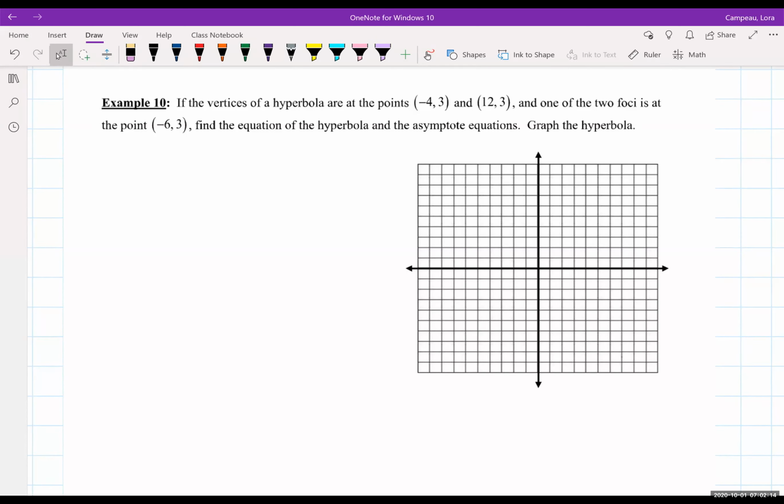Right now they're telling us the vertices of the hyperbola are at the points -4, 3 and 12, 3. So I'll plot those right away. -4, 3, 1, 2, 3. And usually you'll see me labeling them. Now 12, 3, I think my axis only goes out to 10. So let's double check. 1, 2, 3, 4, 5, 6, 7, 8, 9, 10. So this would be your job, just add on a couple notches to get that 12: 10, 11, 12. And again, it's at +3. So you kind of have to eye it.